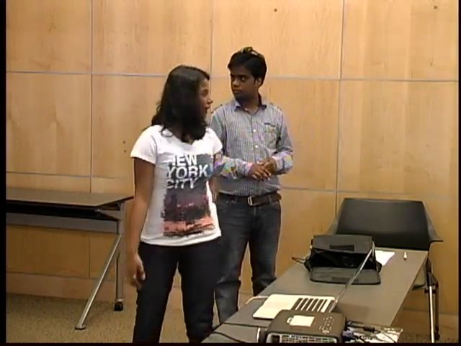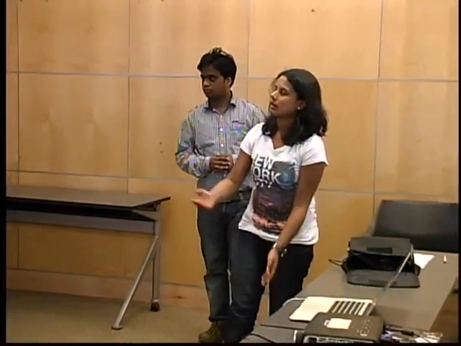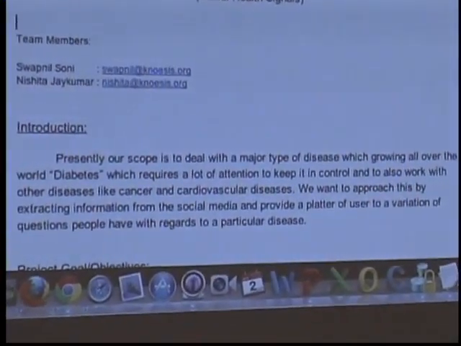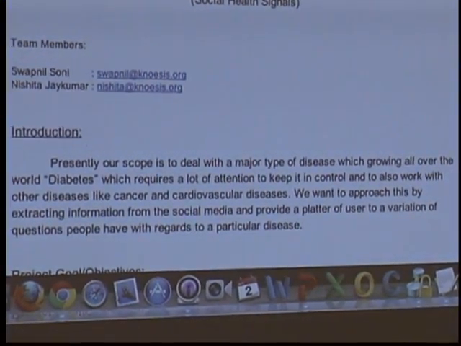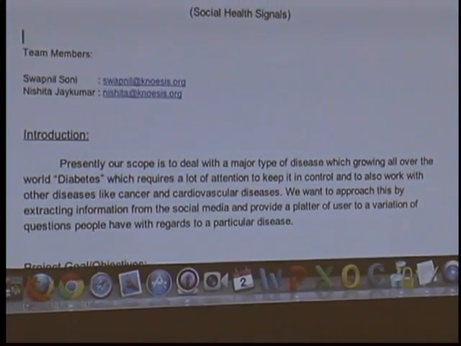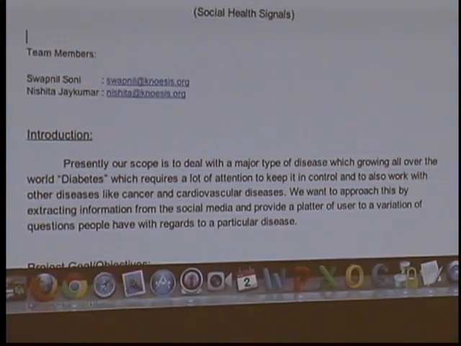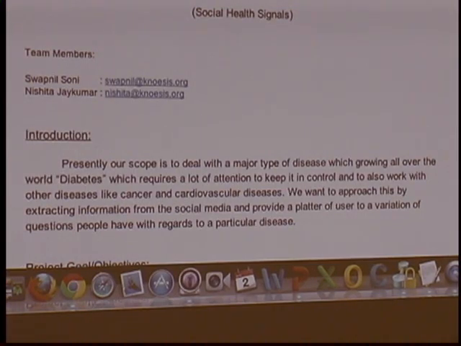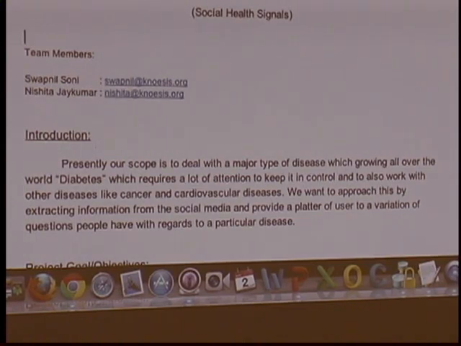So our project, just to refresh, is social health signals, and we are dealing with Twitter here. Basically, we are trying to come up with an application where, in case, we're dealing with three major diseases or health problems right now. Our first focus is diabetes, and later we want to even try it with cancer and cardiovascular disease.